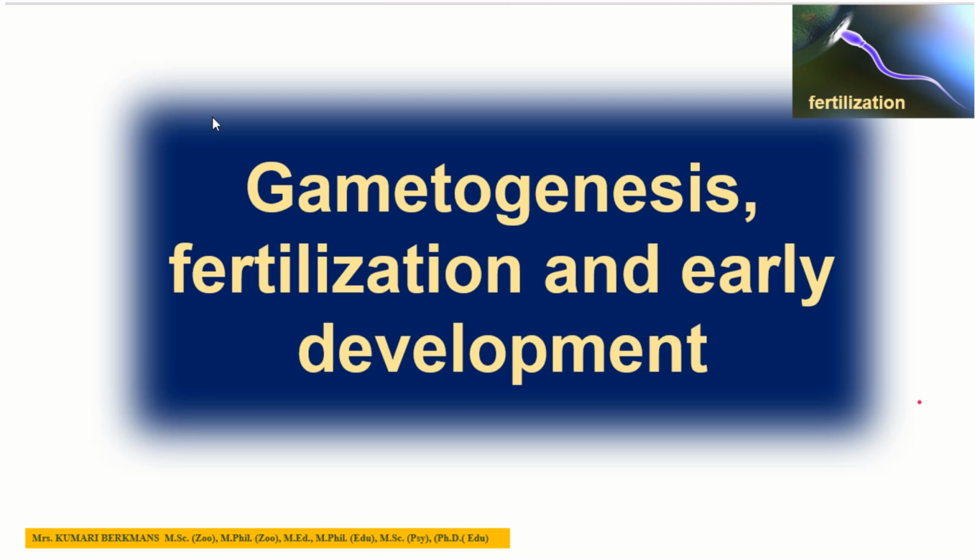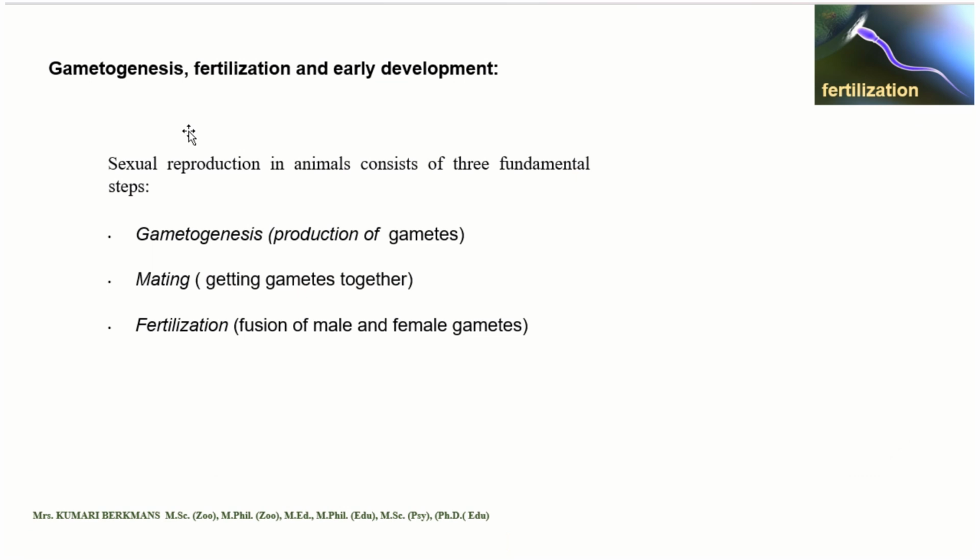This class is about gametogenesis, fertilization and early development. Let us see what is happening in sexual reproduction in animals. This consists of 3 steps: one is gametogenesis, second one is mating, and third one is fertilization. What is gametogenesis in the sense? Production of gametes. Production of gametes in the sense it is male as well as female gametes. Male gamete is called sperm, and a female gamete is called ovum.